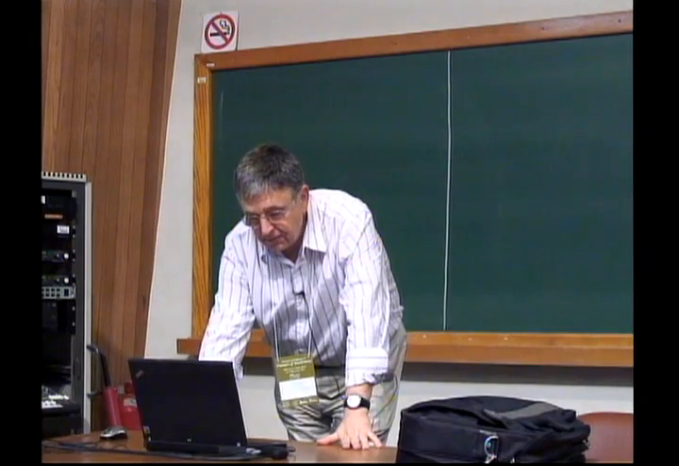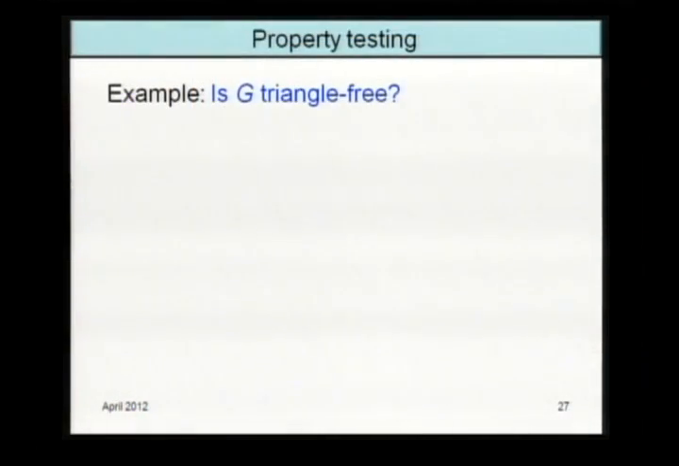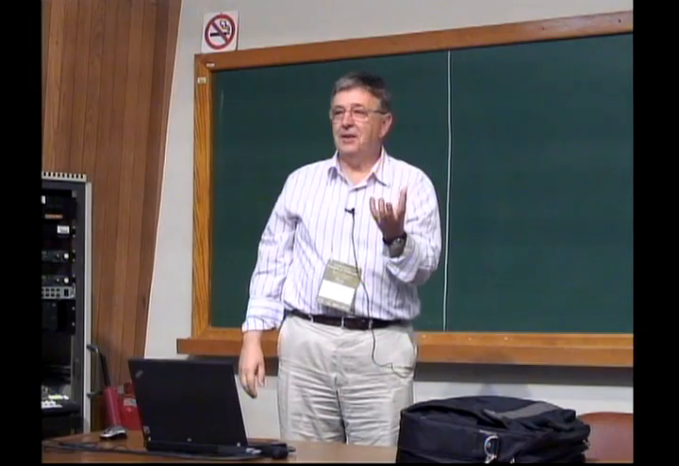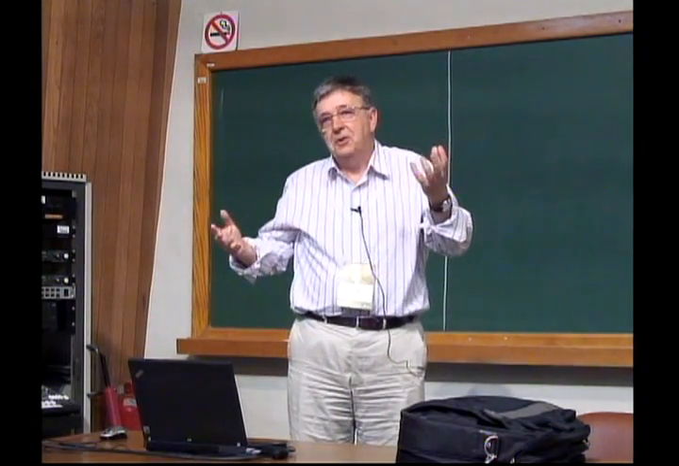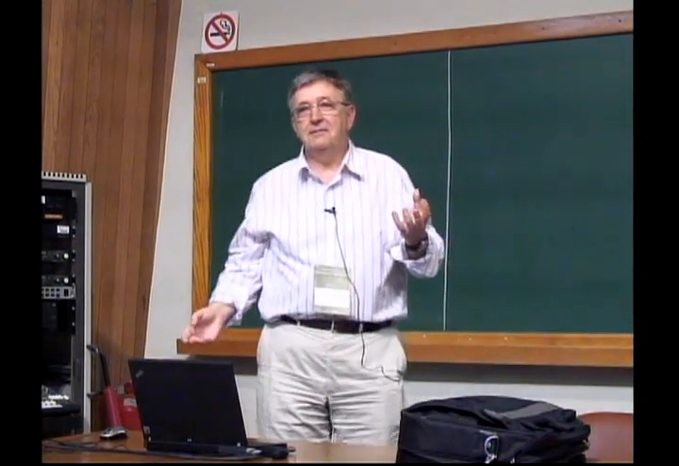So for example, to show that this question can be quite tricky, here is an example. Is the graph triangle free? So it's a question. Well, first of all, there's really not much you can do. You can take a sample. If you see a triangle in that sample, then you conclude that the graph is not triangle free, and that's it.